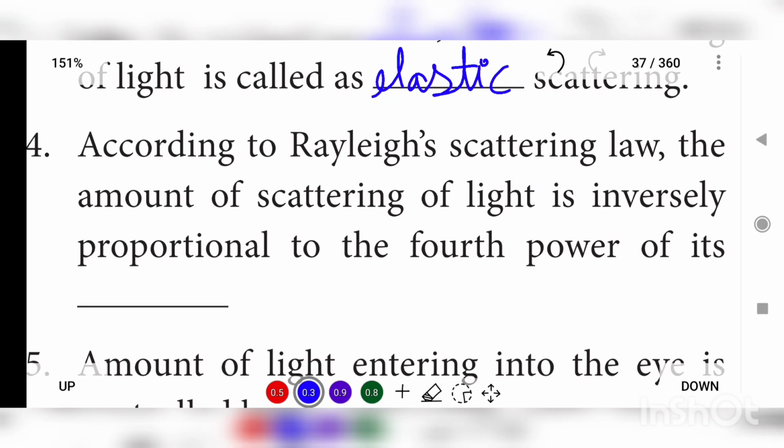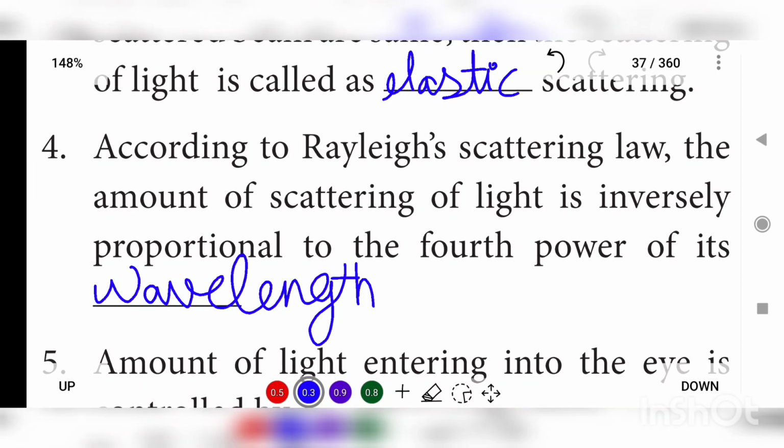Fourth one, according to Rayleigh's scattering law, the amount of scattering of light is inversely proportional to the fourth power of its dash. Answer, according to Rayleigh's scattering law, the amount of scattering of light is inversely proportional to the fourth power of its wavelength.